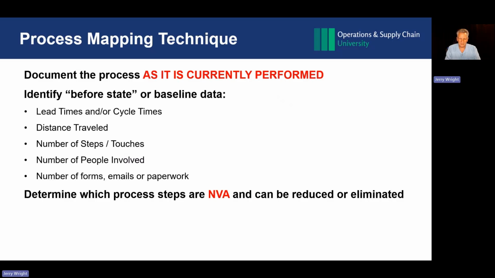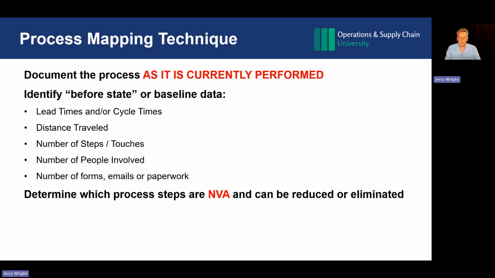What the cycle time is? What's our distance traveled if it's a physical movement? How many steps or touches are there? How many people are involved? How many forms or emails or paperwork involved? Then think about which steps are non-value added or waste and can be reduced or preferably eliminated.